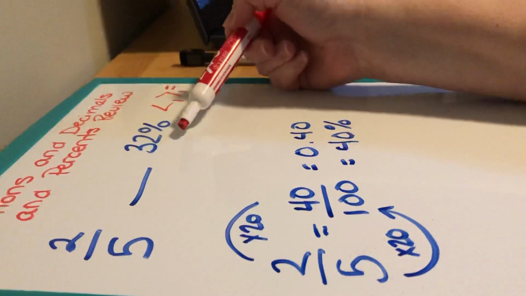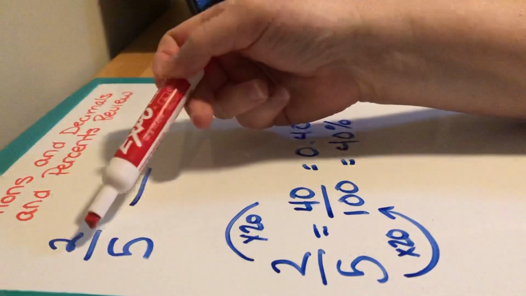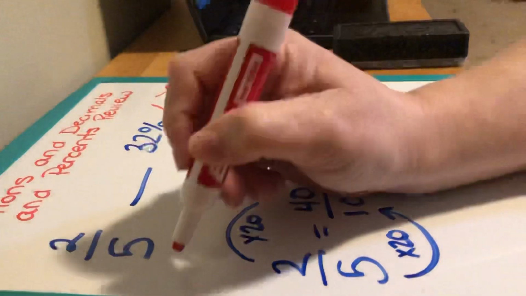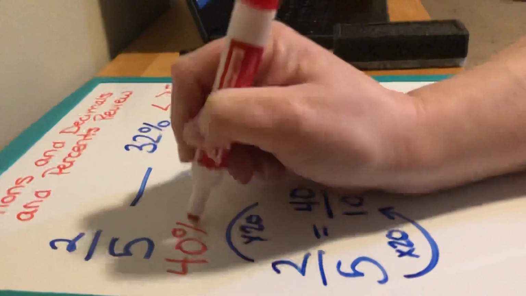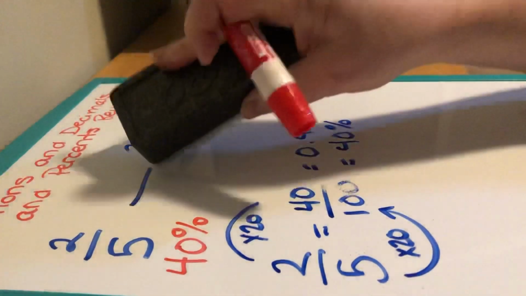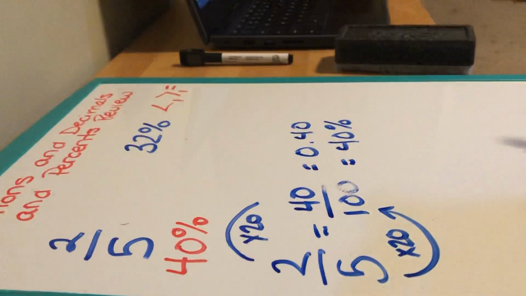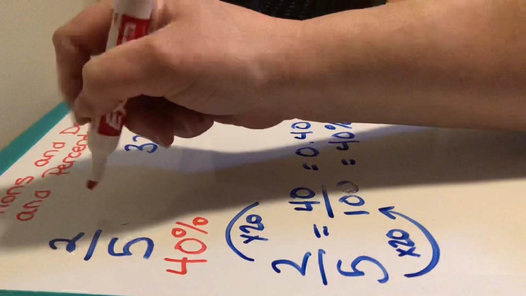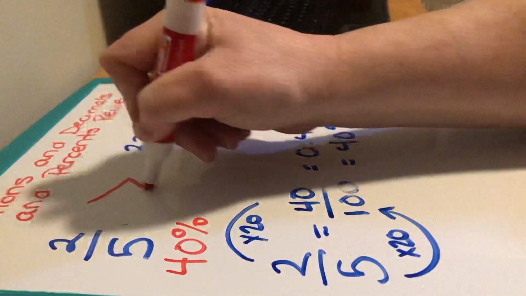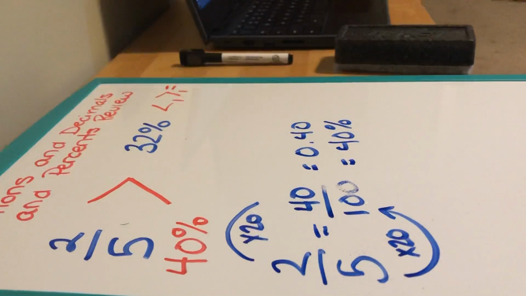This side showed me 32%. This 2/5 is actually 40%. Therefore, if I was to compare them, 40% is bigger. So I'm going to draw the alligator mouth pointing to the bigger number.